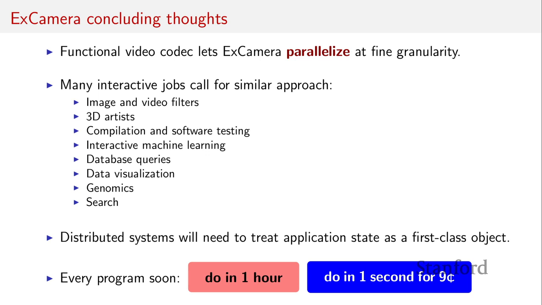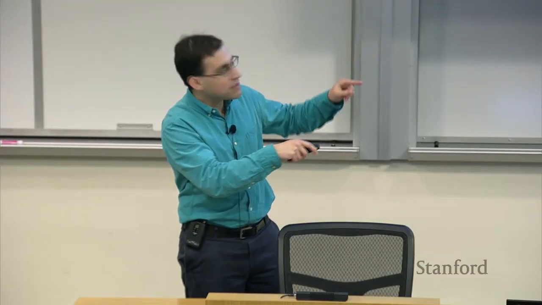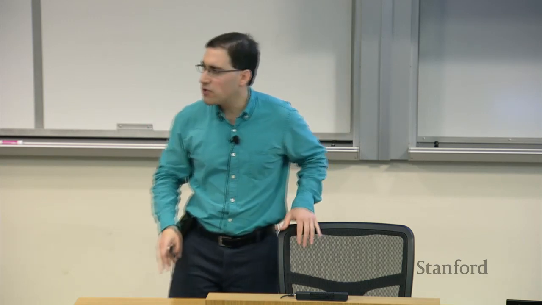talk about later if we have time, or interactive machine learning, or data visualization, or any database query, or Google search, or genomics, all of these applications, I believe, may have a button on your screen that says, OK, I'll do this calculation. You press this button, it could take an hour. Or press this one button, I'll do it in 1 second. It'll cost you 9 cents.